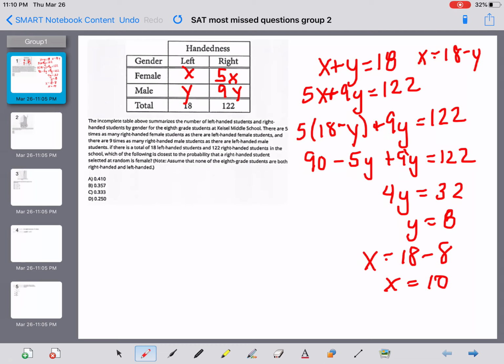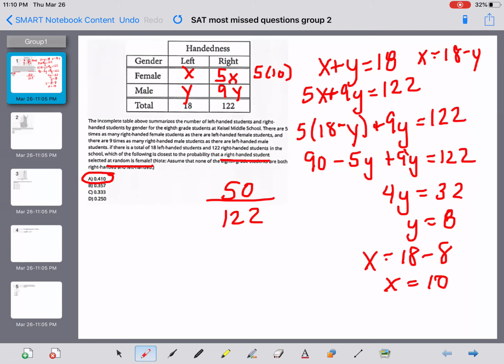And my final question asks which of the following is closest to the probability that a right-handed student selected at random is female? So I really only need the right-handed and female. So I plug in my x up here. 5 times 10 is 50. So that's 50 who are female out of my 122. And my calculator's handy. I run that through, 50 divided by 122, and it matches up with this A.